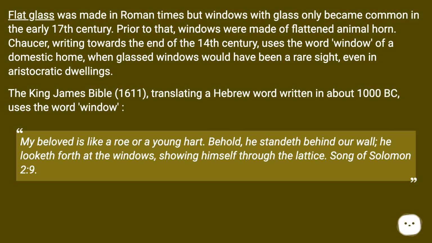My beloved is like a roe or a young hart. Behold, he standeth behind our wall. He looketh forth at the windows, showing himself through the lattice. Song of Solomon 2 verse 9. Lattice, presumably, refers to a crisscross of wooden slats.